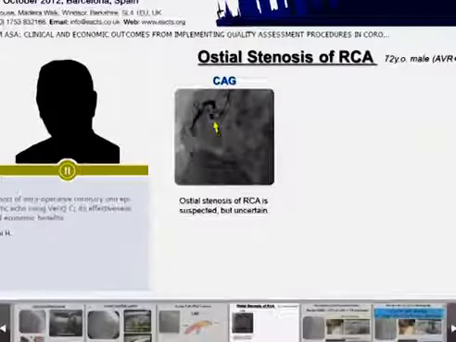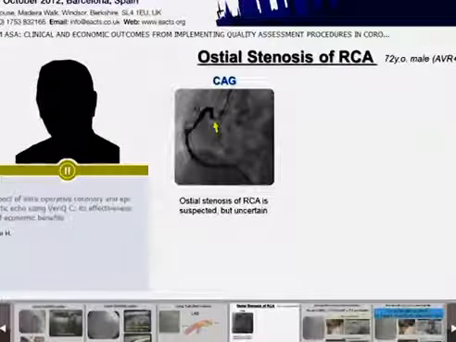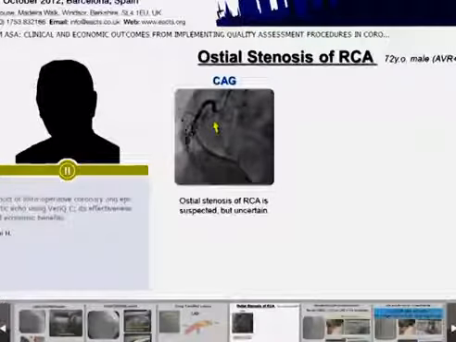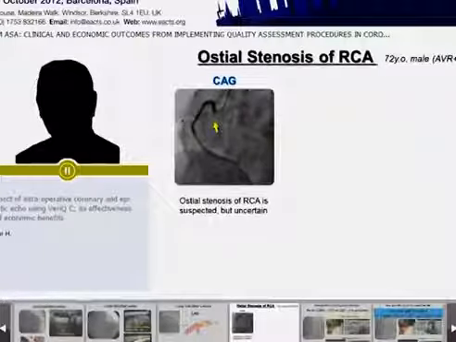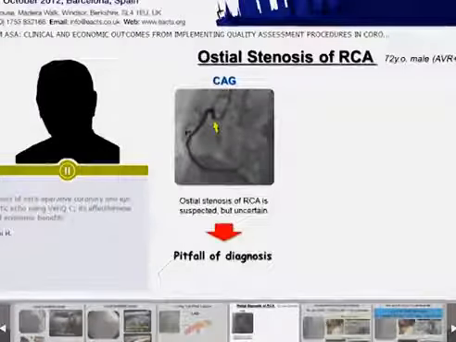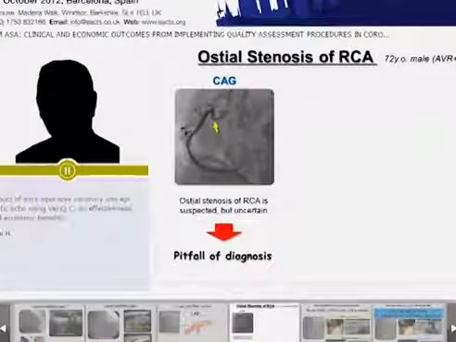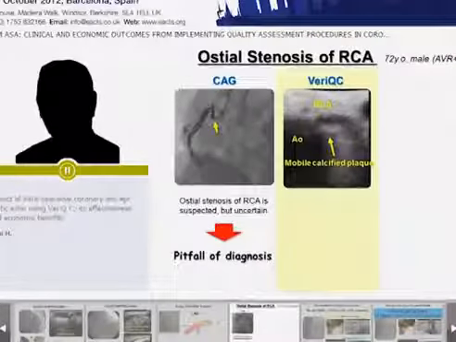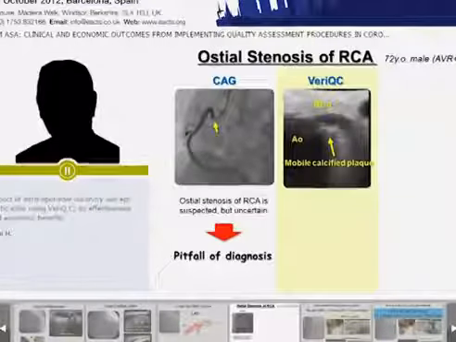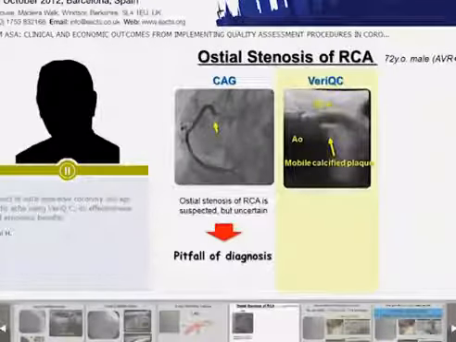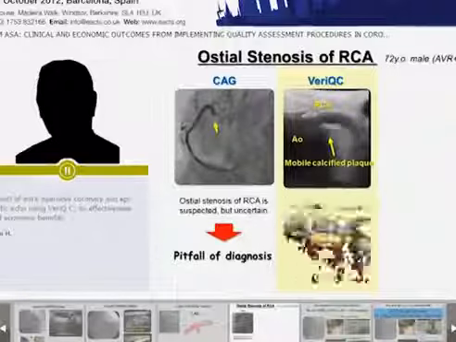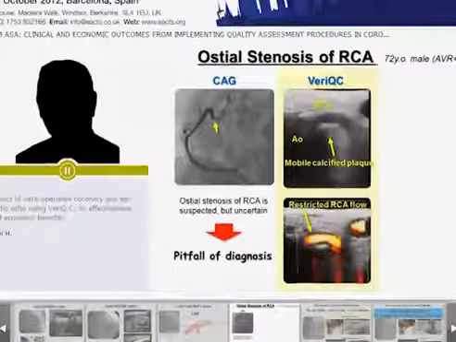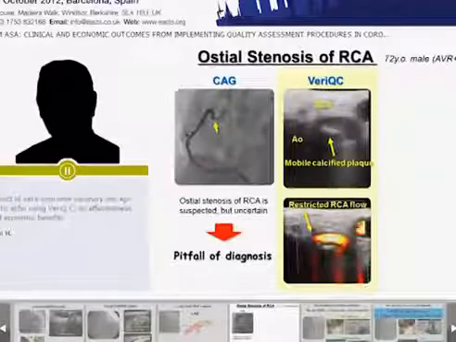This is some kind of pitfall of the diagnosis. It looks like there is an ostial stenosis of the right coronary artery. It's suspected, but uncertain. It sometimes happens, so I think this is one kind of pitfall of diagnosis. For this patient, I checked just the orifice of the right coronary artery. I found a mobile calcified plaque over there, and the pulse wave shows a restricted right coronary artery flow.